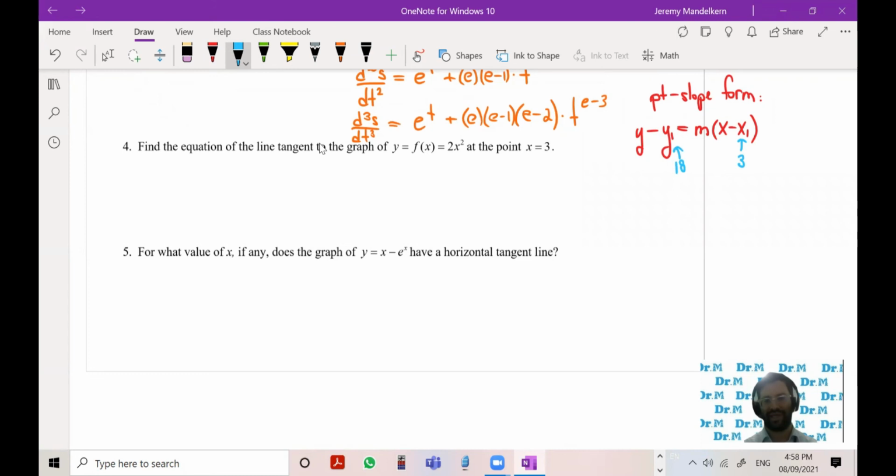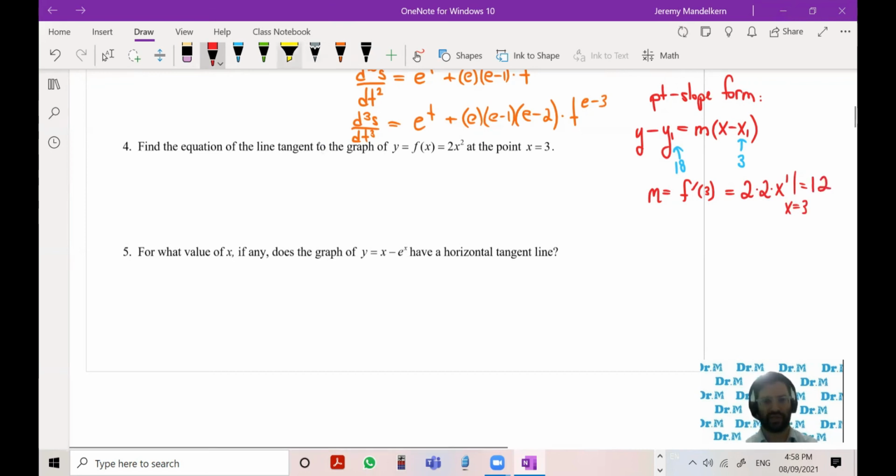The last thing to do is to get the little m value. And you'll recall that the derivative of a function returns the slope of the tangent line where you evaluate it. So that tells us that m should be f prime of 3. So in this case, we compute the derivative, which is going to be 2 times 2x to the power 1, and evaluate it at x is equal to 3. This gives us the value 12.